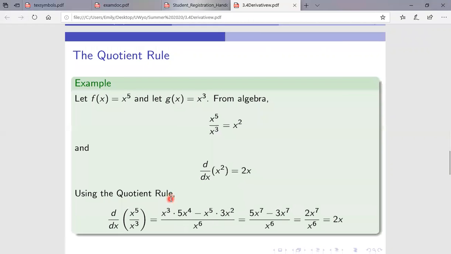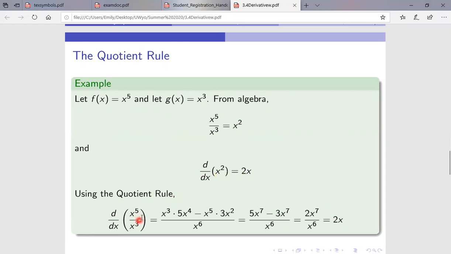In the spirit of the last example, f(x) is going to equal x to the fifth, and g(x) is going to equal x cubed. So from algebra, we get x to the fifth divided by x cubed. We just subtract the powers, 3 from 5, we get x squared. And d/dx of x squared is equal to 2x.